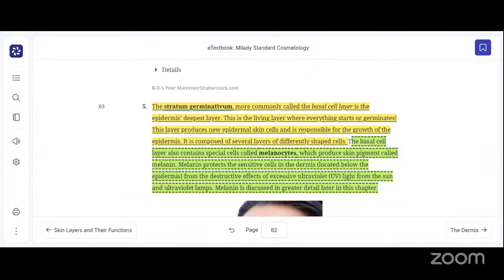This is the living layer, all right, where everything starts or where it begins, where it germinates, okay? So this is where life comes in. This is where things begin. The layers of the skin, they start here and you start working yourself up. It starts working itself up. New skin is replaced all the time.